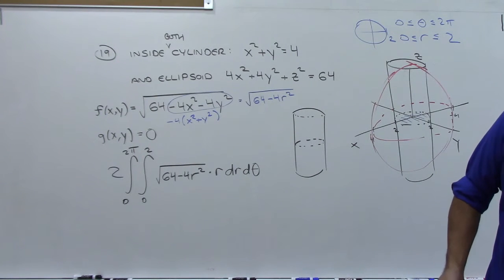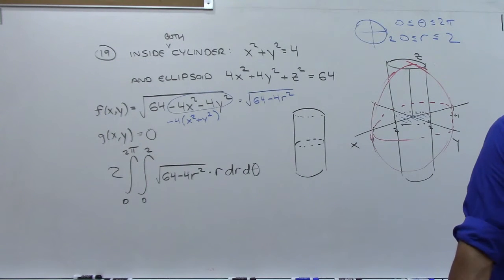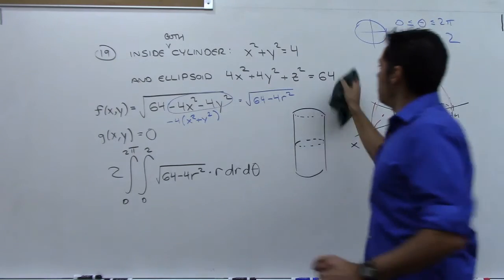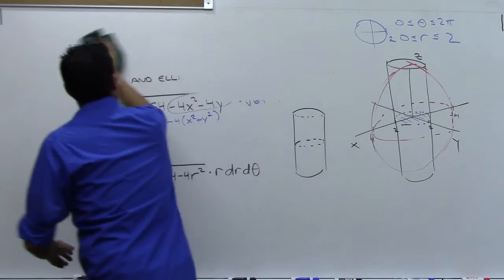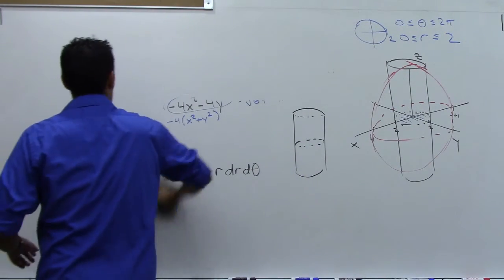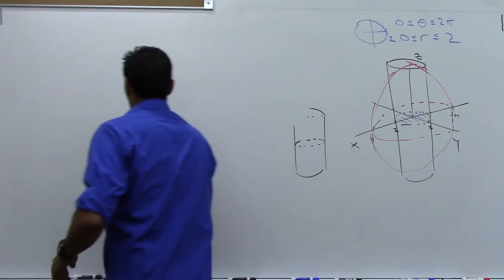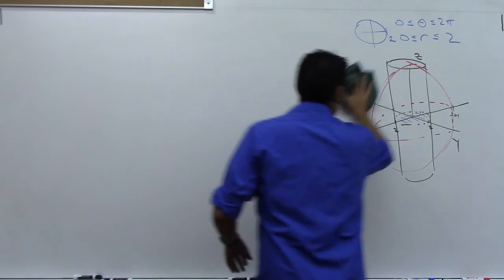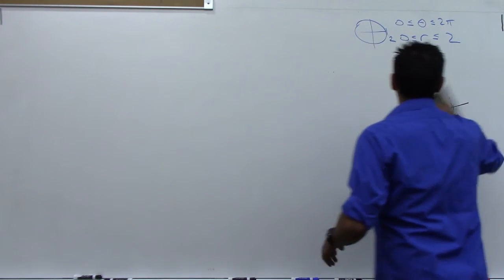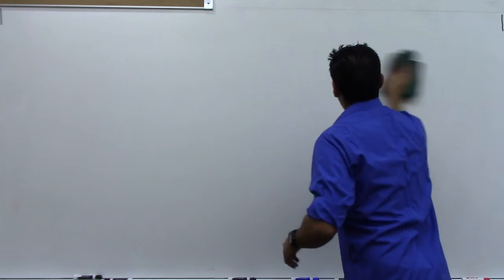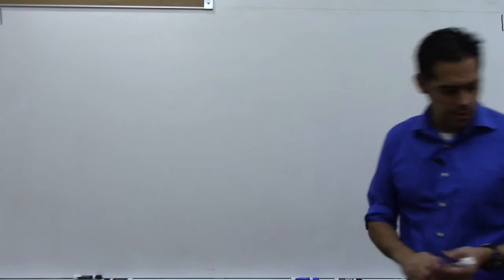Evaluate the integral converting to polar. Okay, so for this one, they give you a double integral in Cartesian. They want you to go to polar. So they're not describing the region. They're just giving you the double integral. So we have to do a little bit of investigation to get the polar region.